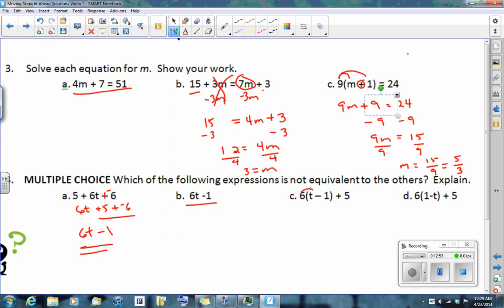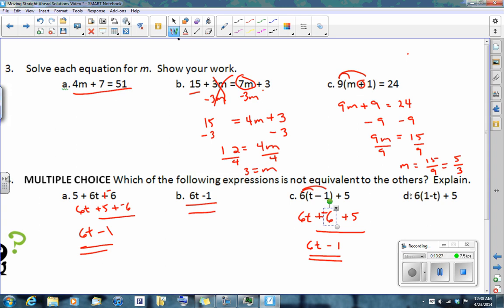Over here, we see that we can distribute again. 6 times t is 6t. Subtract, subtract. 6 times 1 is 6. Plus 5. These are already set up so the constants are right next to each other. If you want to change it to keep-add-opposite, you can. Negative 6 plus 5 is negative 1. So again, we have 6t minus 1, or subtract 1, or add negative 1 if you want. So this looks just like B, looks just like A.